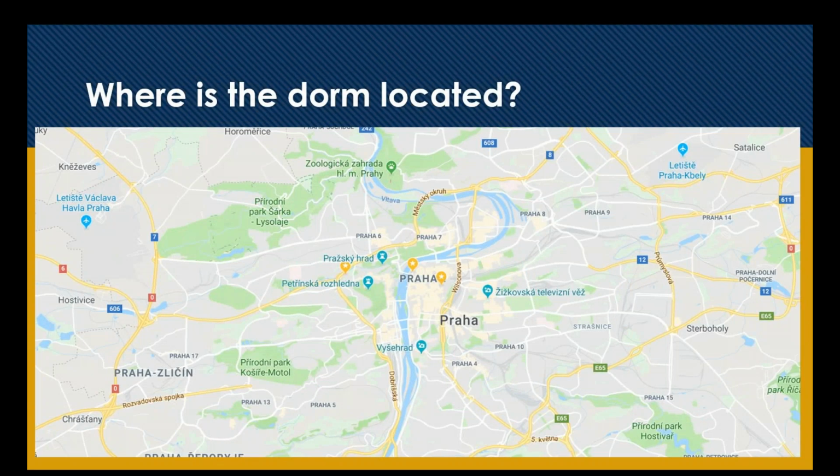Okay, so in terms of where the dorm is located, this is a map of Greater Prague. So this is a very large scale map of the city. The starred items are the important items for you in this conversation. The one furthest to the left is where the dorm is. The one in the middle is where our main university building is. And the one on the right is where our secondary university building is, where some of your classes will take place.